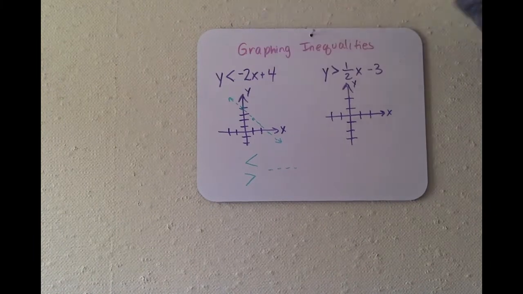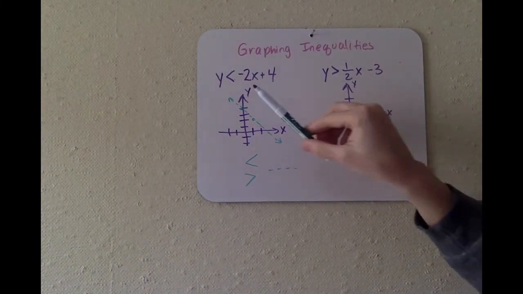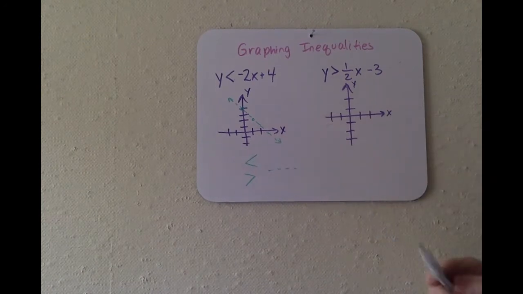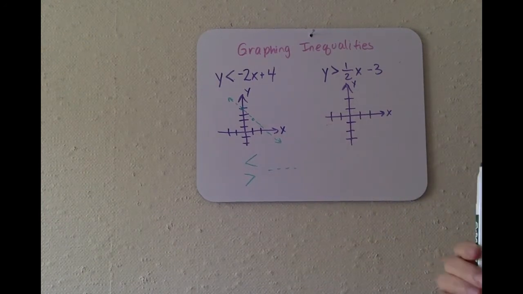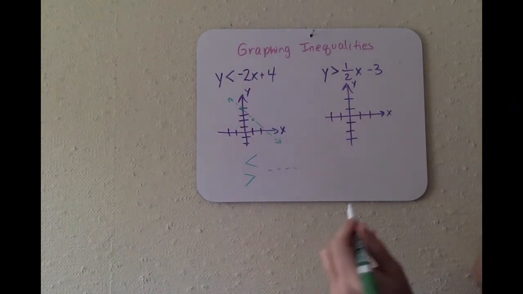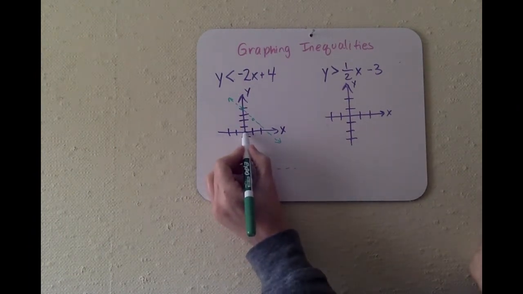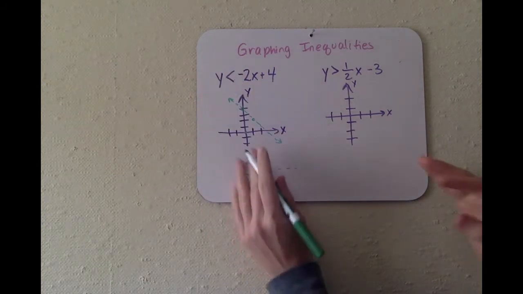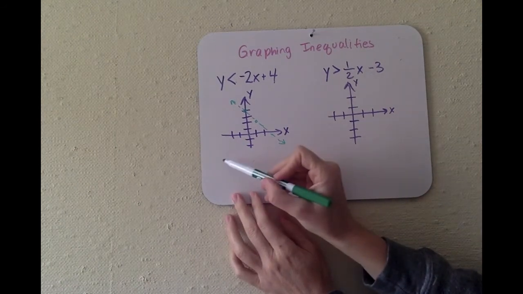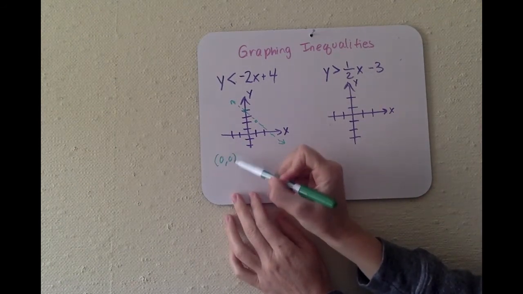A dashed line. Now the question is, are we shading above or below? The easiest way to do this is to put a point in the inequality and see if it's true. So we have the point right here, (0, 0). So let's put that into our inequality.